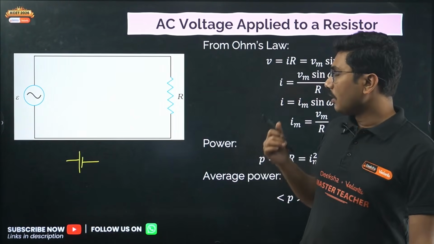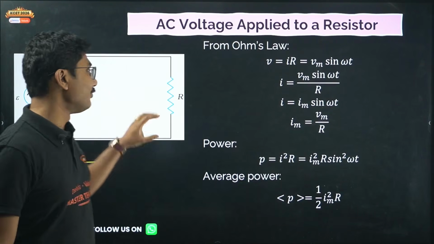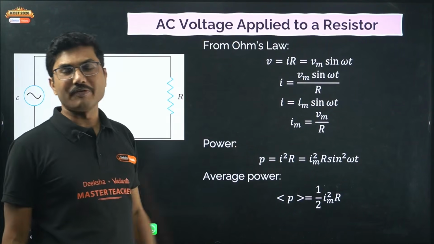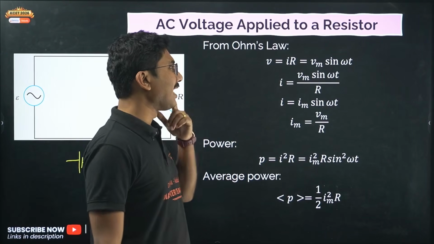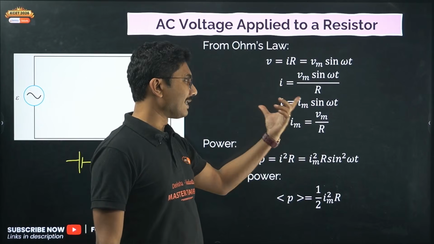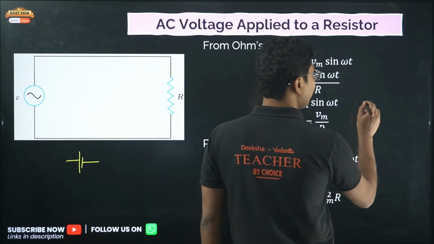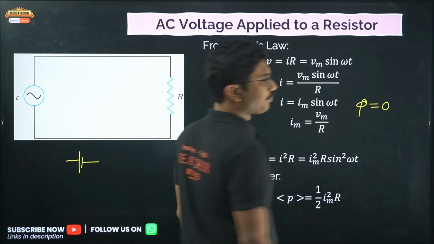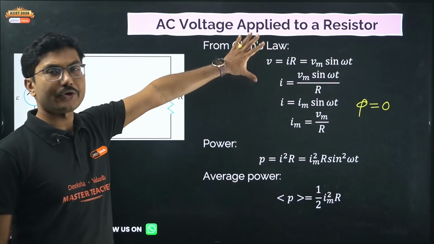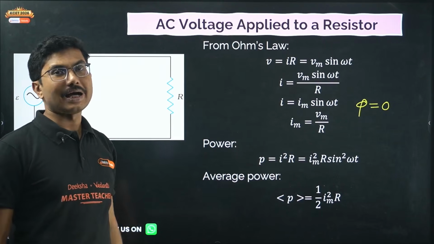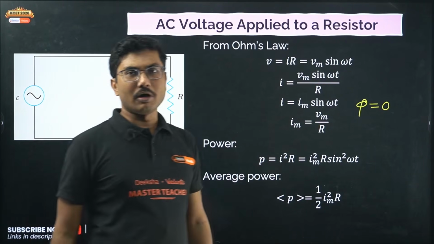Now, when you apply AC voltage across a resistance, will Ohm's law be valid? Yes, Ohm's law will be very much valid, and from Ohm's law we know V is equal to IR, and from there you can even calculate the current, and the current turns out to be Im sine omega t. So in this case the phase difference phi is exactly 0. So the current and voltage are in the same phase. So for a pure resistor, current and voltage are in the same phase. We will explain phase. Im is Vm by R.